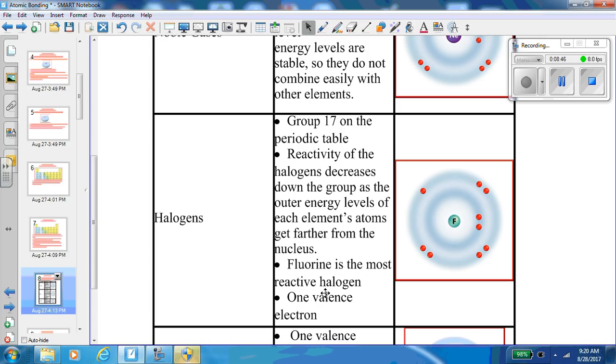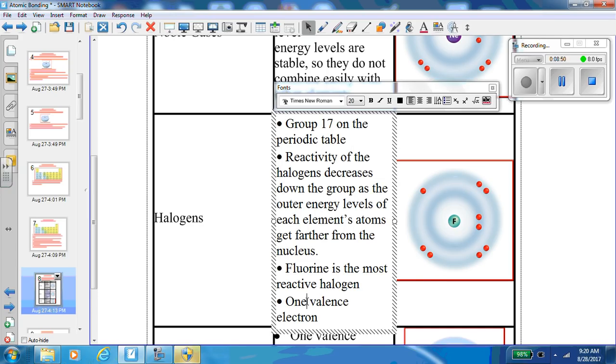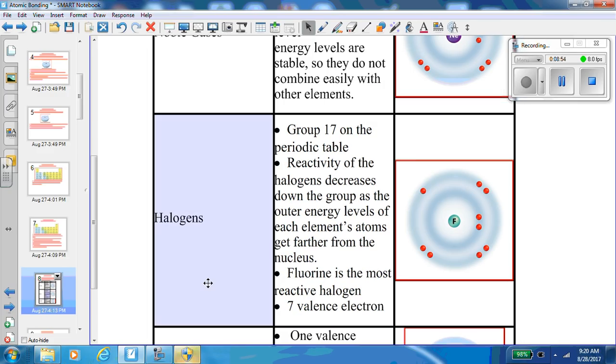No, let's make a correction there. Halogens tend to have 7 valence electrons. Okay, that's an error there on the slide. They have 7 valence electrons.